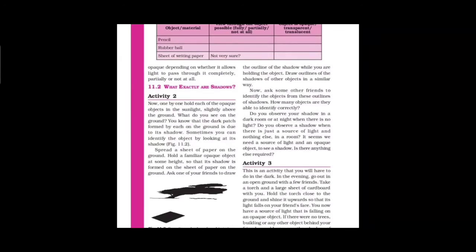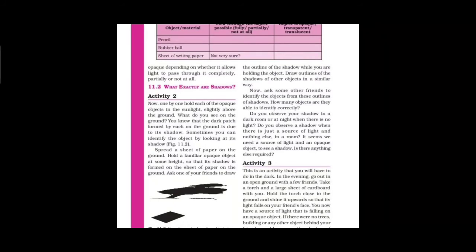Next, spread a sheet of paper on the ground. Hold a familiar opaque object at some height so that its shadow is formed on the sheet. Then ask your friends or neighbors to draw the outline of the shadow. Then identify the shape. It is like a game.